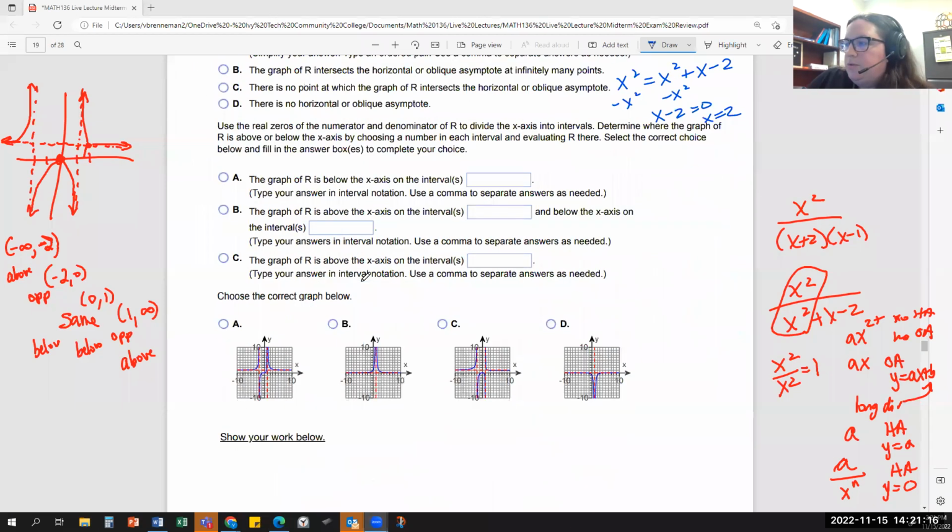So then we just put those intervals into their pieces. Above the x-axis was -infinity to -2 and 1 to infinity. And then below was -2 to 0 and 0 to 1. We're just separating the intervals with commas, not the union of sets. So it says use a comma. And then I'm just looking for the graph that matches that.